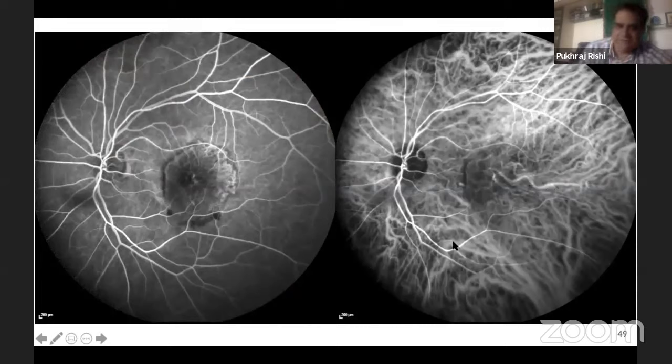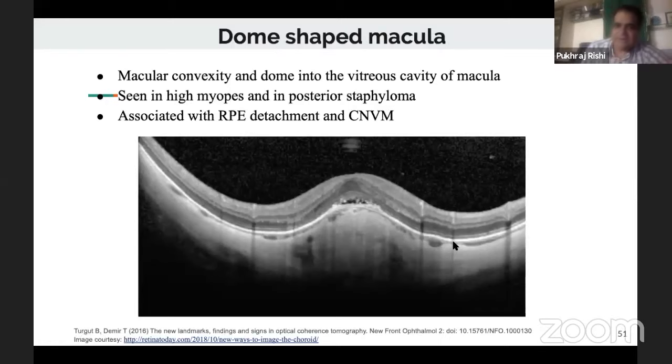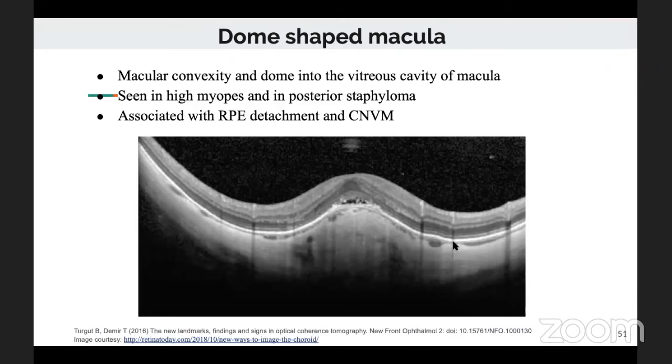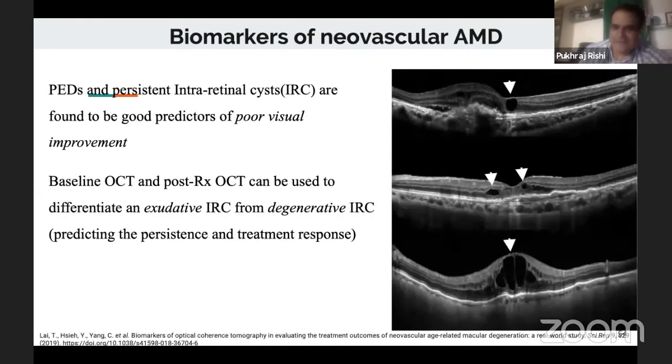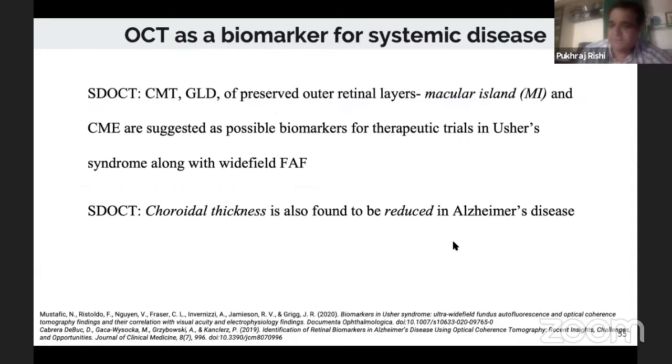feeder choroidal vessel. So dome-shaped maculopathy, dome-shaped macula is best detected with a vertical scan because they are most likely oriented horizontally. So you may miss it if you're running a horizontal line scan in such an eye. Last few slides. So this could be associated with fluid or CNVM. And then there are biomarkers of AMD, where it is important to distinguish between degenerative intraretinal cysts, which will not benefit from treatment, and those which are exudative, which will benefit from treatment.